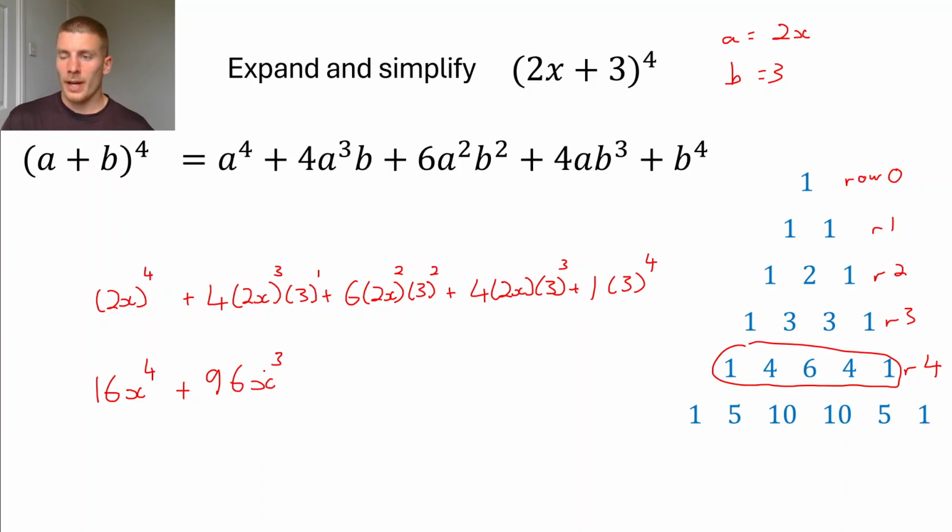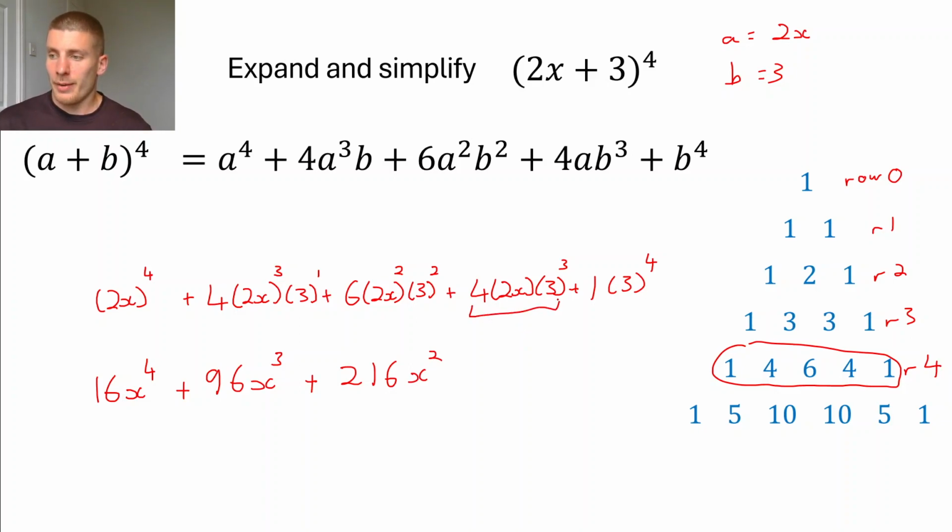Done. But then adding on our next term, we've got 6 times 2x squared times 3 squared. Just be really careful here. So 2x squared, or 2 squared, is 4. So 6 times 4 is 24. And you've got timesing that by 3 squared. So 24 times by 9. Again, 24 times by 9 is going to give you 216. So plus 216 and you've got the x squared there, so x to the power of 2.